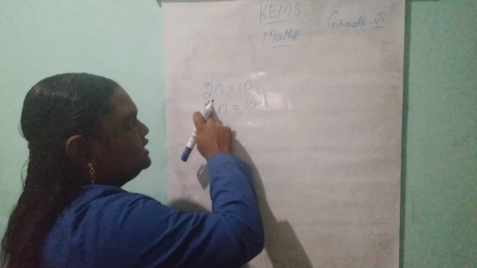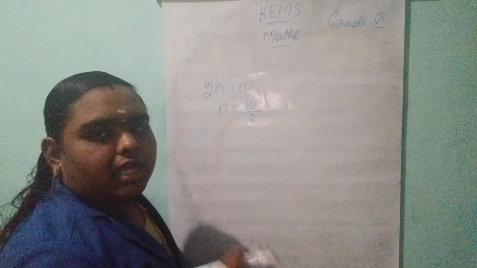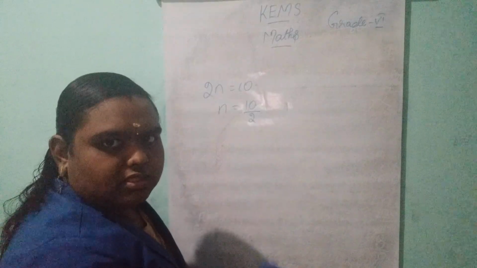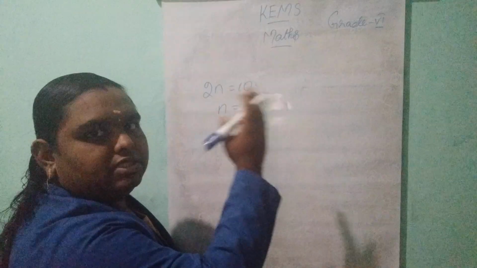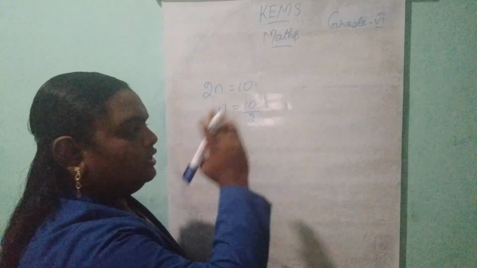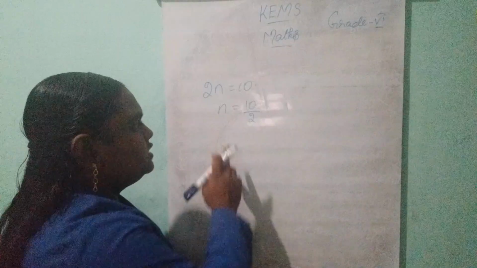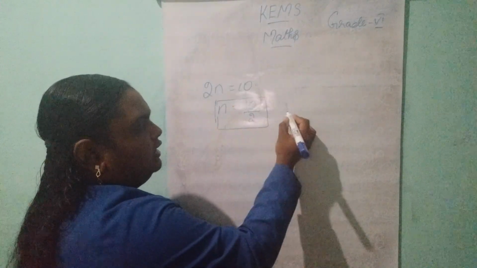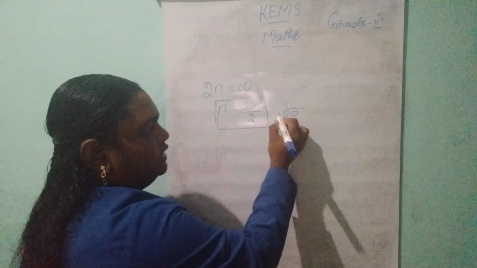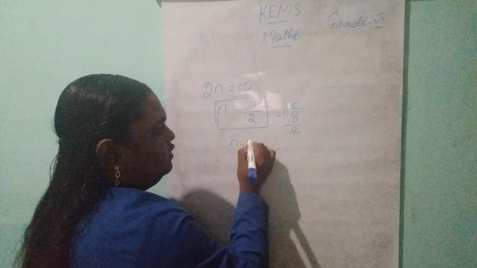So the multiplication will be changed into division. Okay. Addition will be changed into subtraction. Subtraction will be changed into addition. Then multiplication, division. If it is division, then on the opposite side it will be multiplication. Okay. So the value of n is equal to 10 by 2. So we can divide it. 10 divided by 2. So 5 2s are 10. So n is equal to 5.